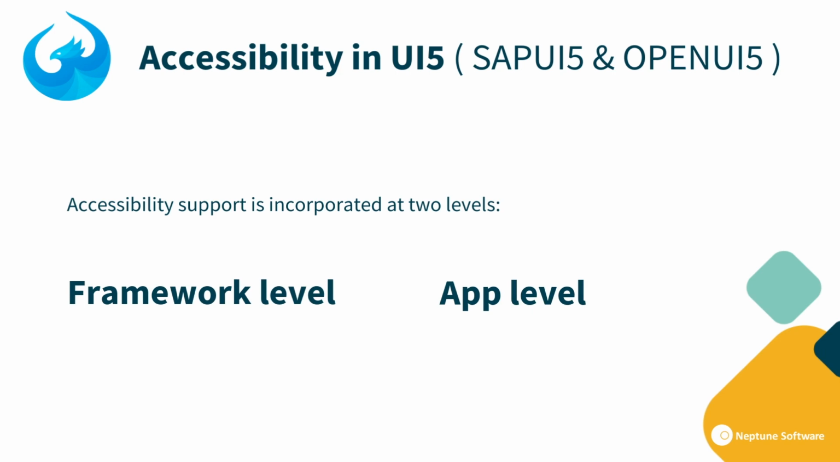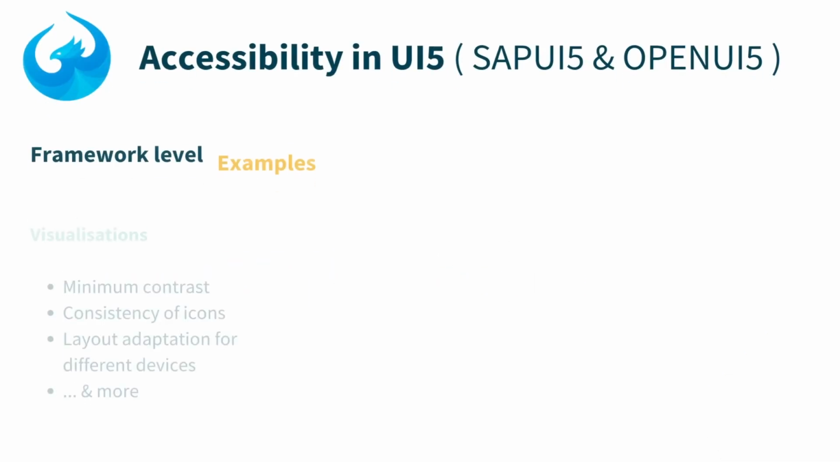Accessibility support is incorporated at two levels within UI5. The framework level: many fundamental accessibility features are built into the core design elements up front and are available to app teams out of the box. This ensures consistency across all products. And at the app level, some accessibility features need to be added or adapted to reflect app specific context. These need to be considered whenever you design an app.